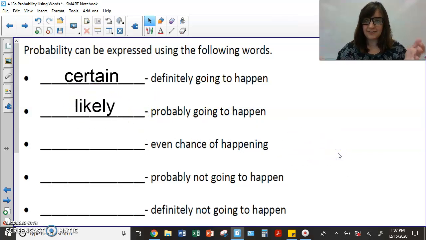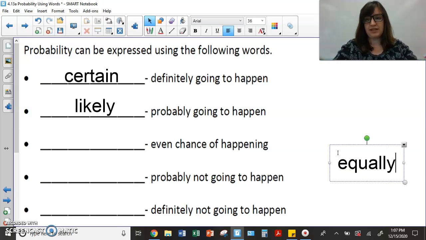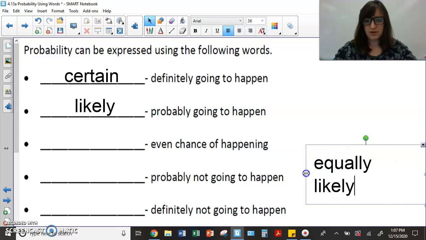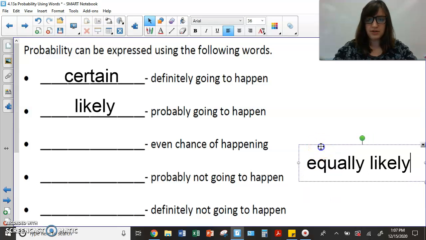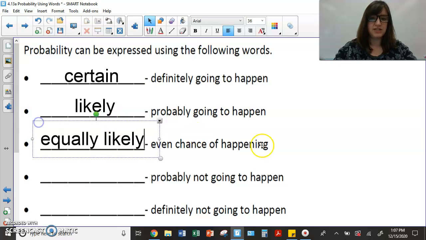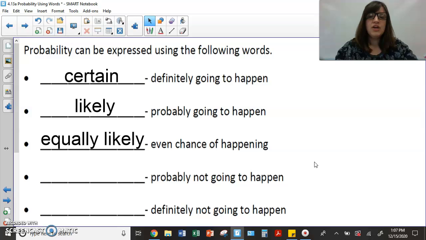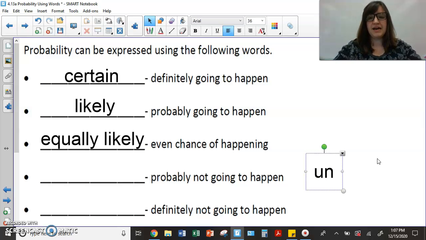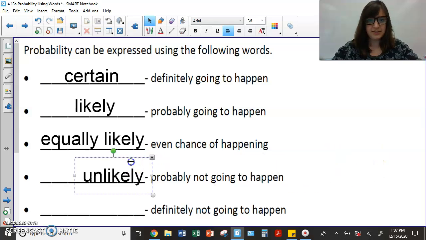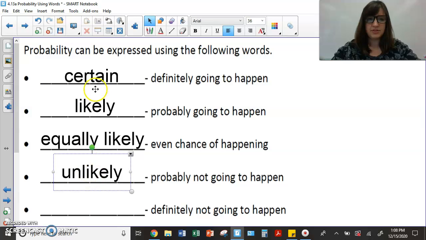If something has an even chance of happening, like there's an equal chance something happens and there's an equal chance that something else happens, that is going to be called equally likely. Okay? I'm going to put equally likely over here. So equally likely means there's an even chance of something happening, okay? If something is probably not going to happen, it might, but probably not, that is going to be unlikely. You'll notice that likely and unlikely, we just take the word likely and we put the prefix un in front of it, which makes it so it's not likely, okay?